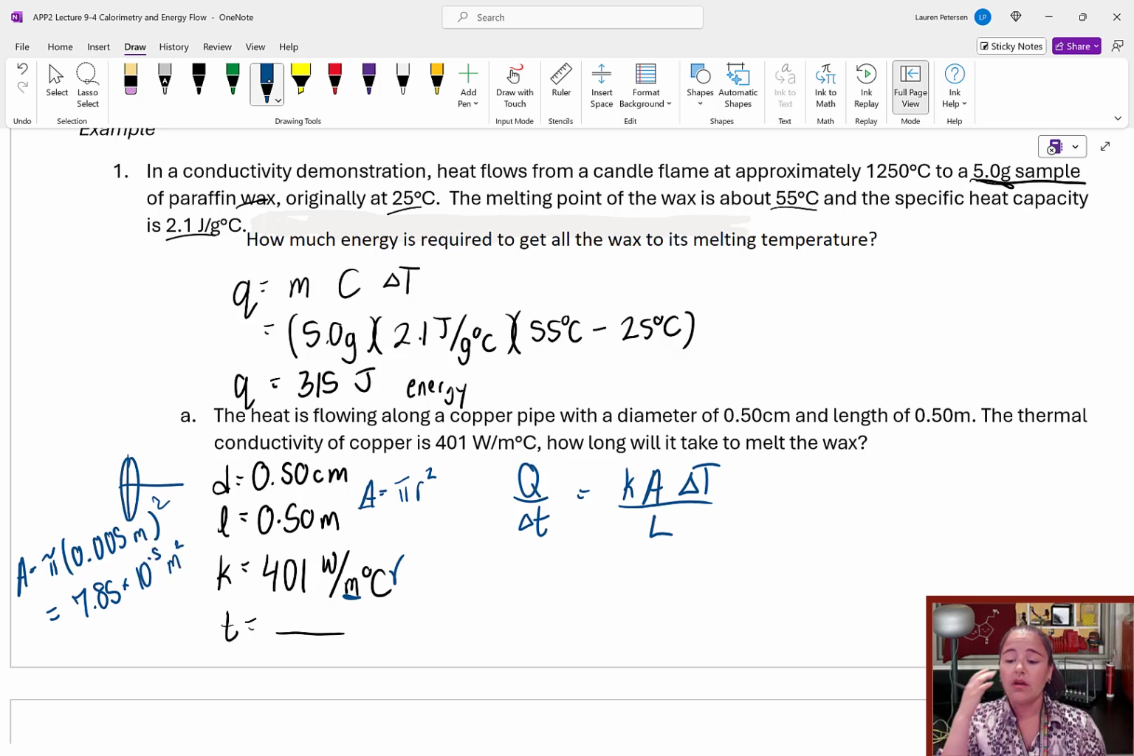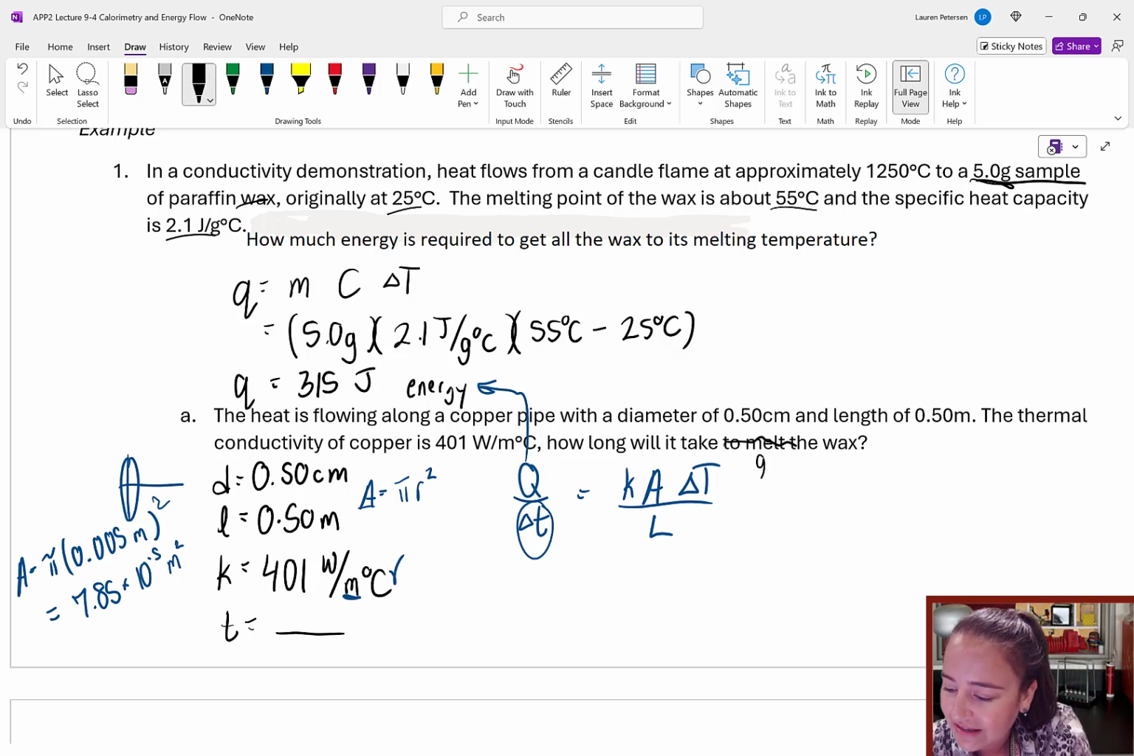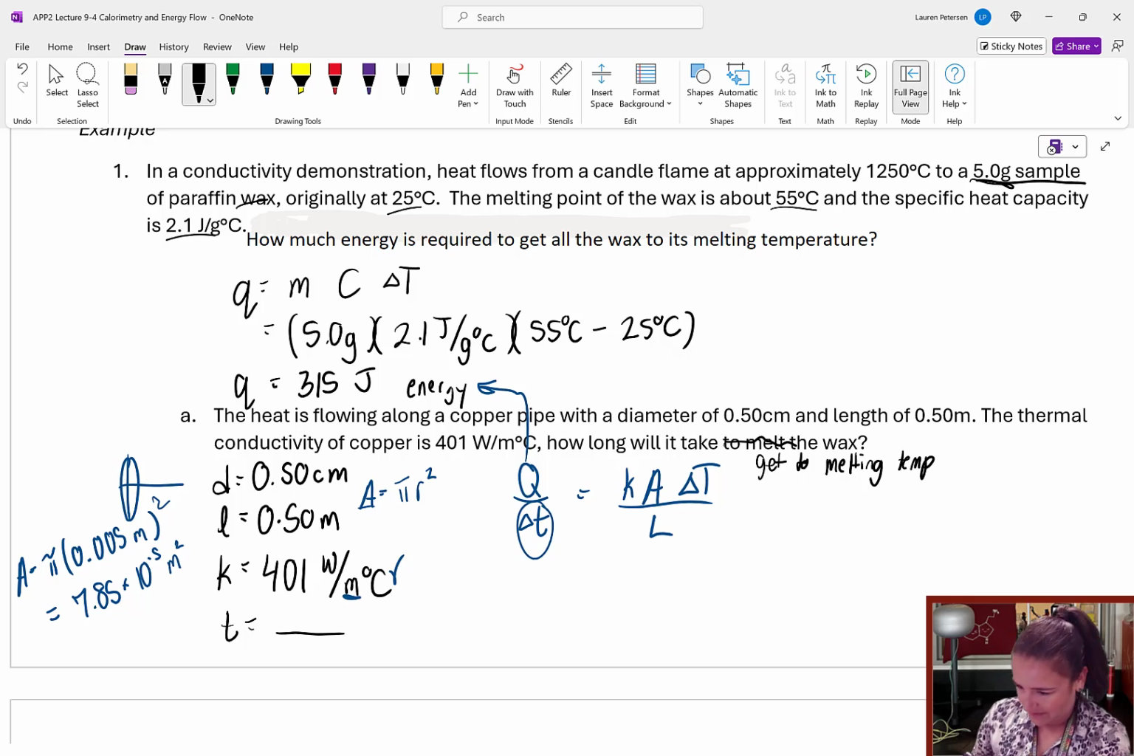So we're looking for this time here. We have Q from that previous problem. And again, oops, sorry, we're not taking the time it takes to melt, it's the time it takes to get to the melting temperature. More energy would be required to actually melt it.